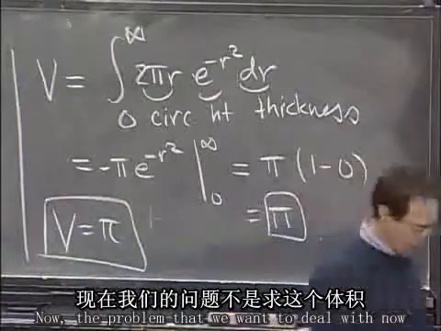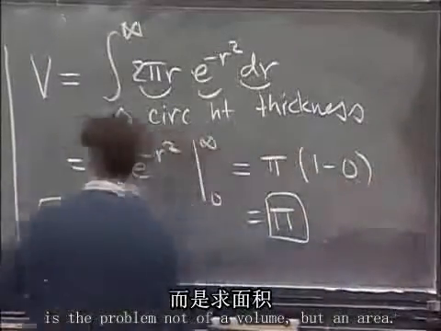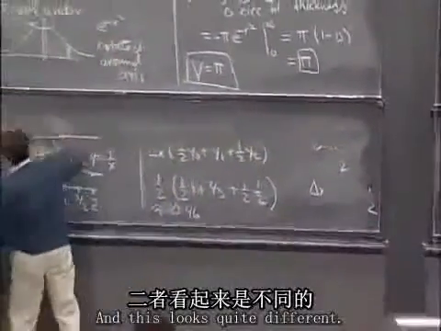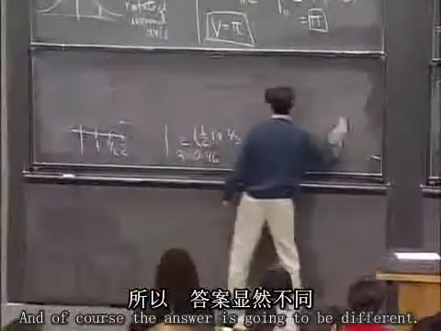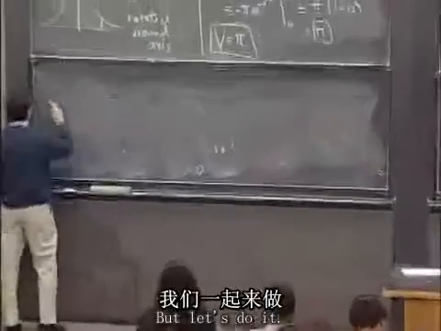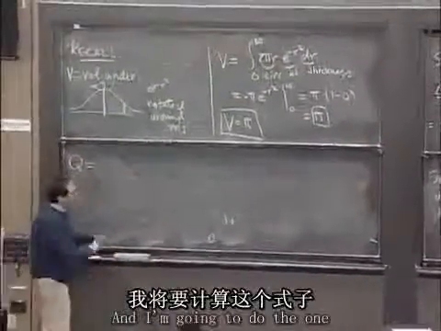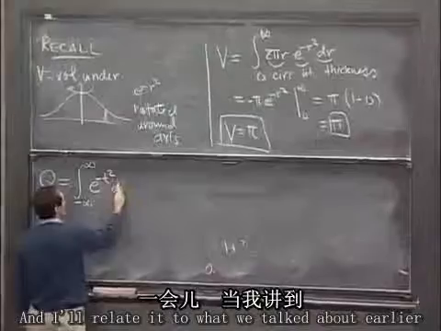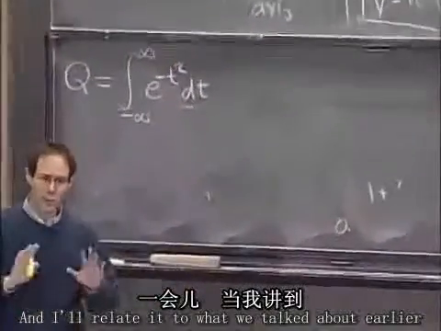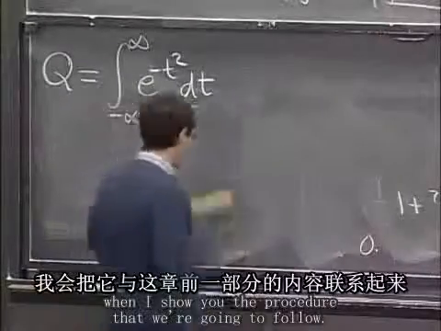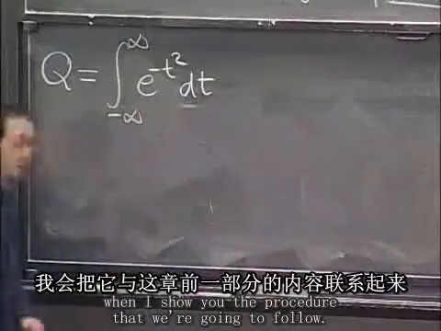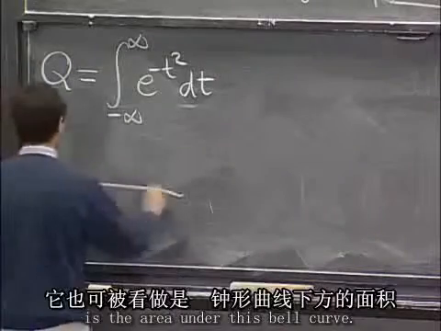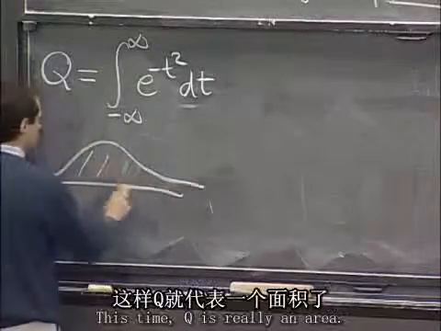Now, the problem that we want to deal with now is not a volume, but an area. And this looks quite different, and of course the answer is going to be different. But let's do it. So this is this question mark here, and I'm going to do the one from minus infinity to infinity. And I'll relate it to what we talked about earlier in this unit in just a couple of minutes when I show you the procedure that we're going to follow. So here's the quantity, and now what this is interpreted as is the area under this bell curve. This time Q is really an area.